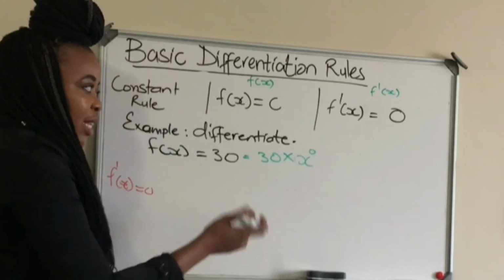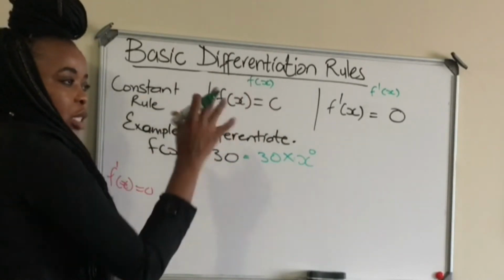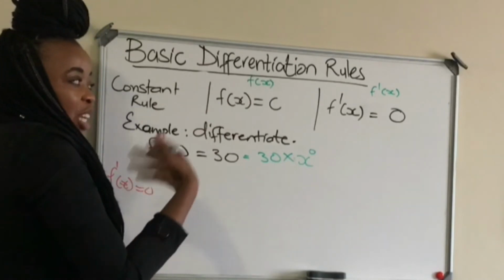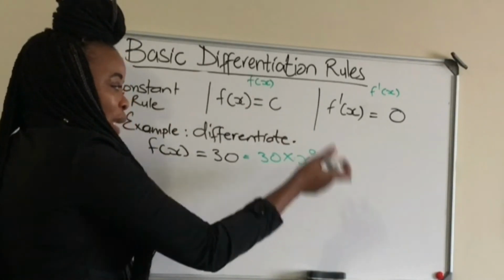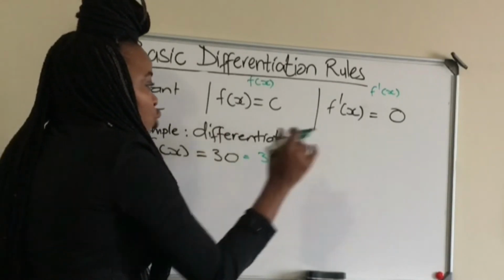So it means I can say 30 times x to the power 0 if I want the function to have an x, just to make it look like other functions. But I should put a 0 so that it still remains 1 and still doesn't change the value of my function. Now I have 30 times x to the power 0.